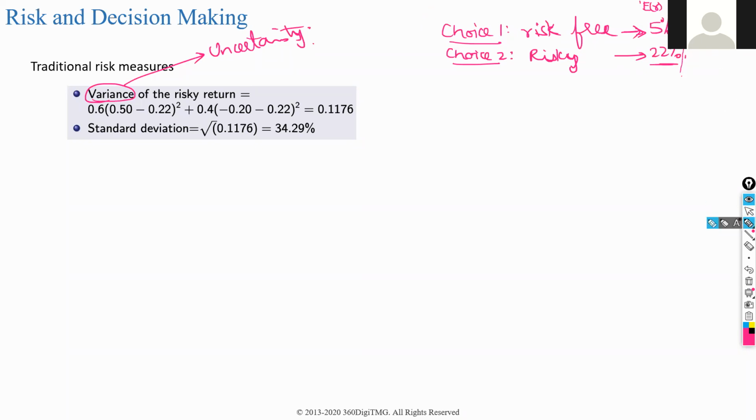What will be the risk for choice one, friends? Anyone who can let me know what will be the risk associated with this choice one? What will be the variance? 0%, absolutely. There won't be any risk, my dear friends, because it's a risk-free asset. If there is no risk, variance will be 0. Variance is a proxy to uncertainty or risk.